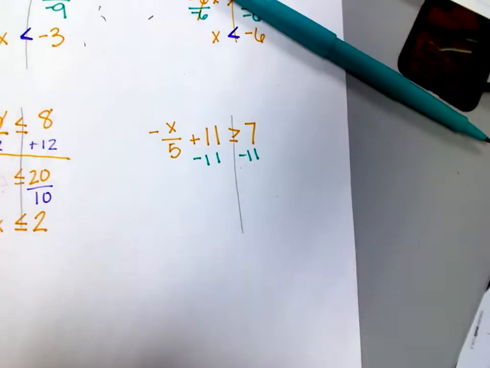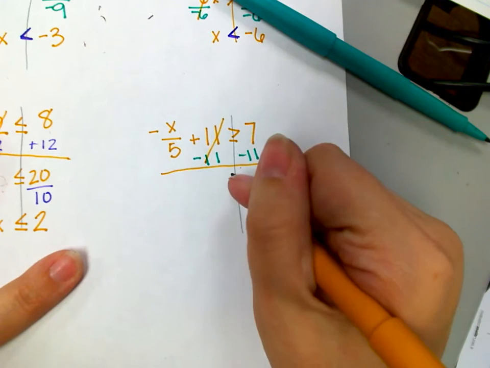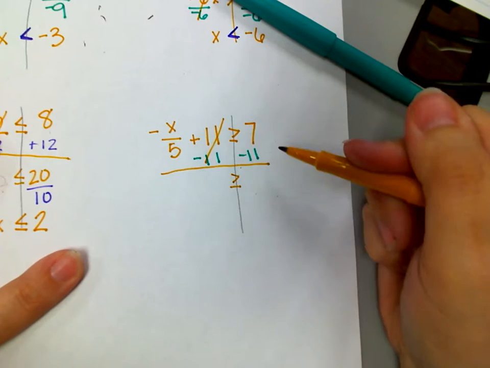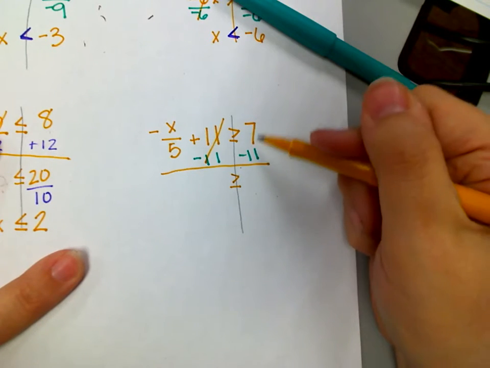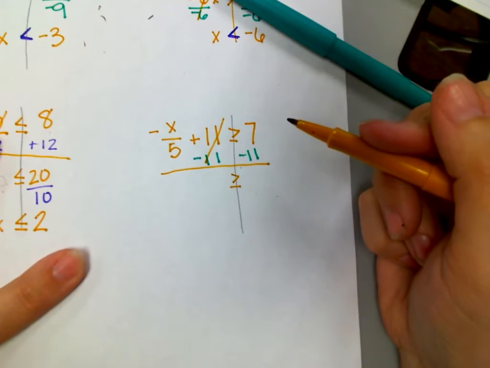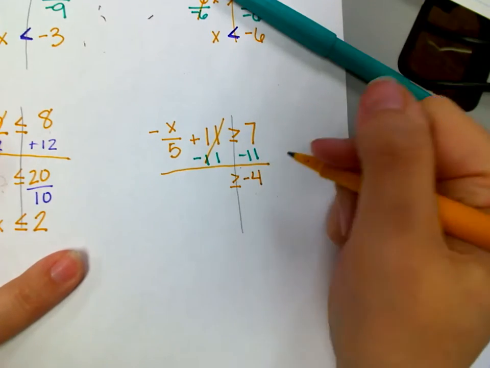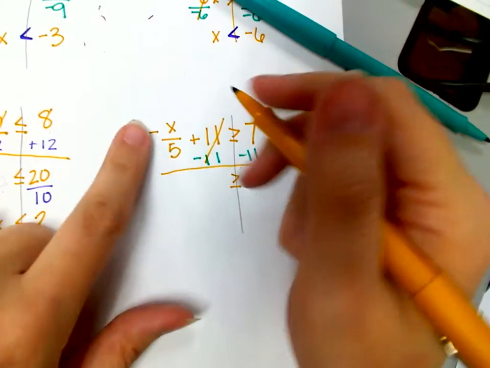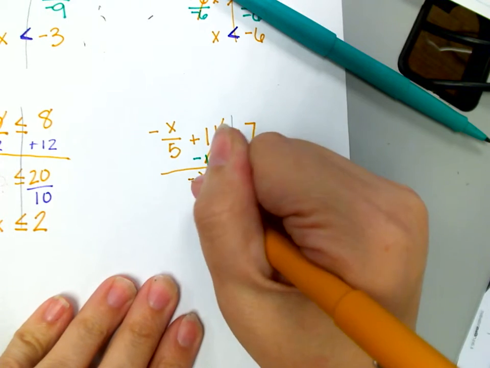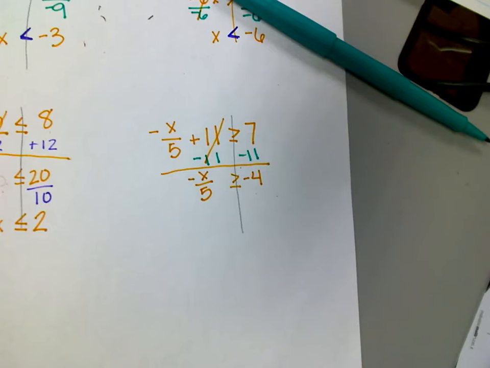Okay, so when I did that, that crossed out the 11 and left 7 minus 11. Different signs, so that's 11 minus 7, and that's 4, but it's a negative 4, right? So now I'm left with negative x over 5 is greater than or equal to negative 4.